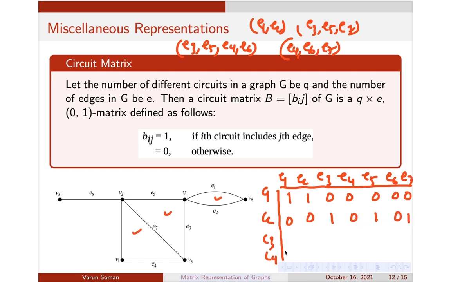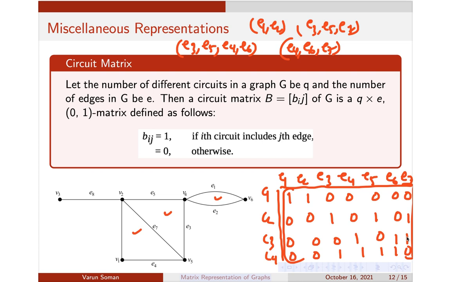Next, C3 contains E4, E6 and E7. So 0, 0, 0, 1, 0, 1, 1. And C4 contains E3, E5, E4, E6. So 0, 0, 1, 1, 1, 1, 0. So this is your corresponding circuit matrix.